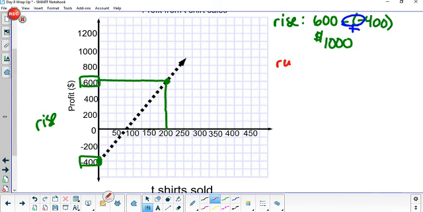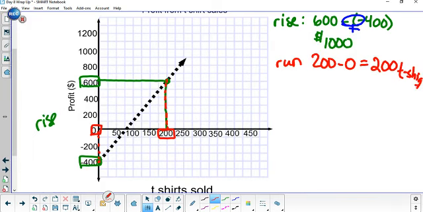Our run. Our leftmost point starts at 0. The right point that we've chosen to use goes to 200. So we need to find the difference between 200 and 0, and it is 200, and that's the number of T-shirts sold.